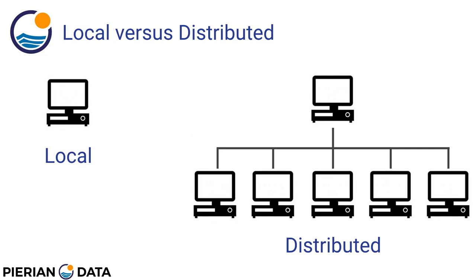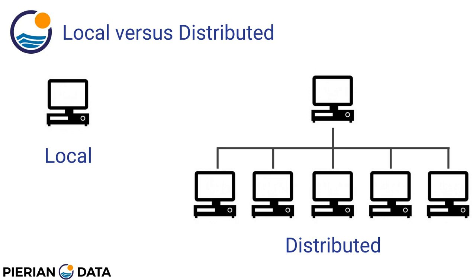So what is a local system versus a distributed system? Well, a local system is probably what you're used to. It's just a single machine, a single computer. It all shares the same RAM, the same hard drive. A distributed system looks something like what we see on the right. You have one main computer, some sort of master node, and you also have data and calculations distributed onto the other computers.